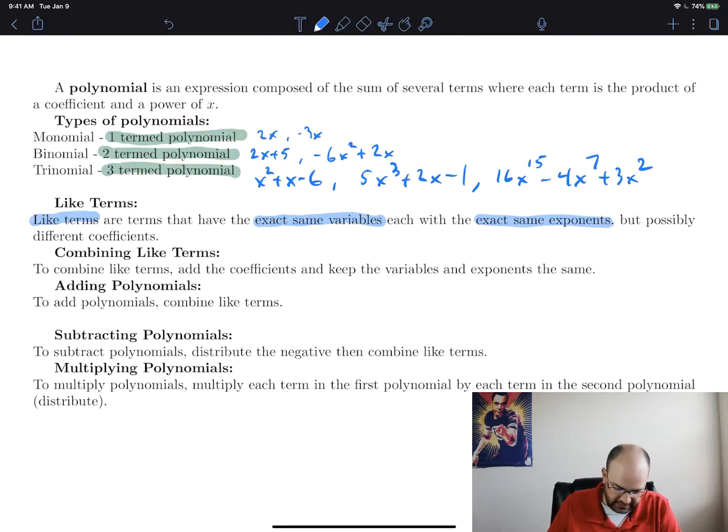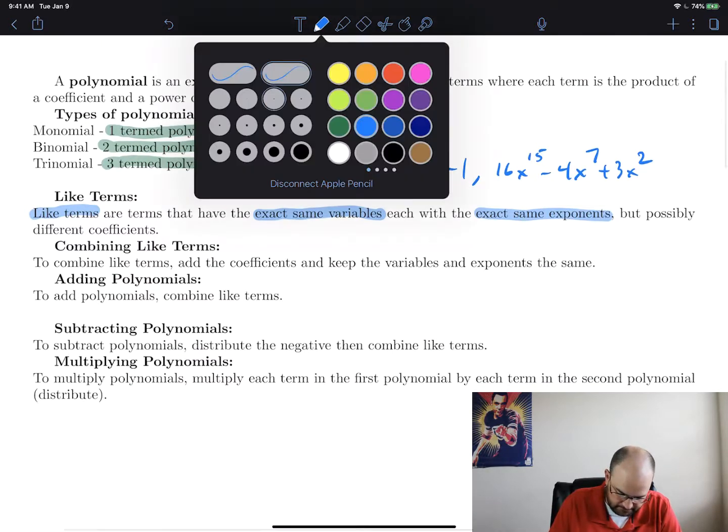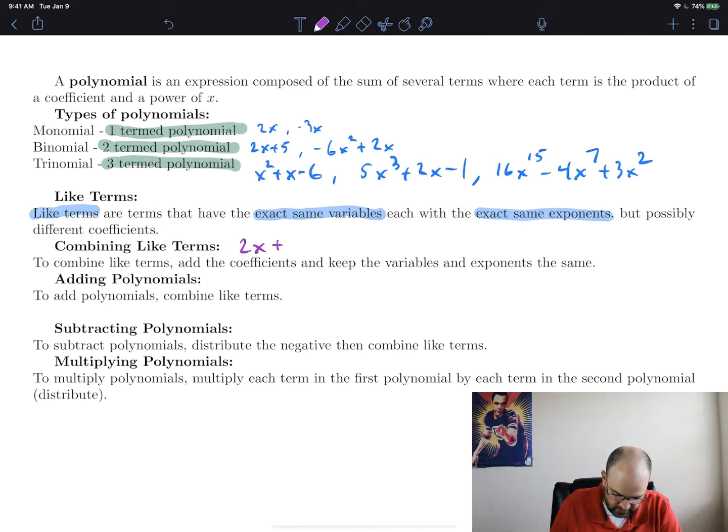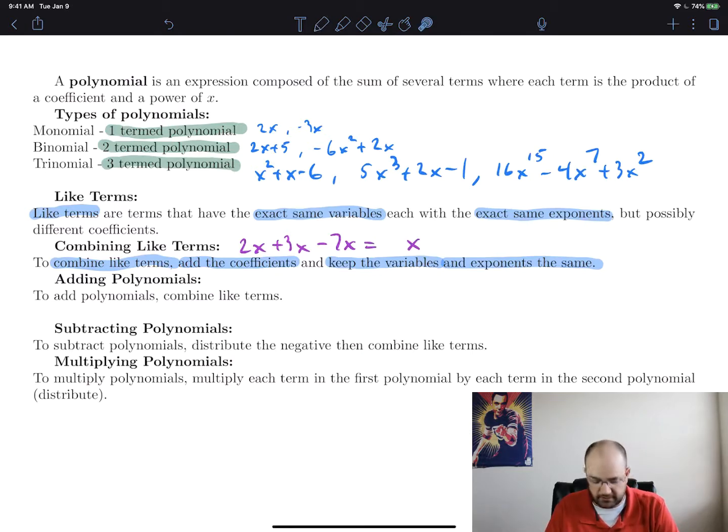Combining like terms. What if we had something in the form of, say, 2x plus 3x minus 7x? So to combine like terms, we're going to add the coefficients and keep the variables and exponents the same. And that means that for this situation, the variables are just x, and then we're just going to add the coefficients. 2 plus 3 minus 7. 2 plus 3 is 5, minus 7 would be negative 2. This is an example of combining like terms. That's all we're doing. We're just adding coefficients.